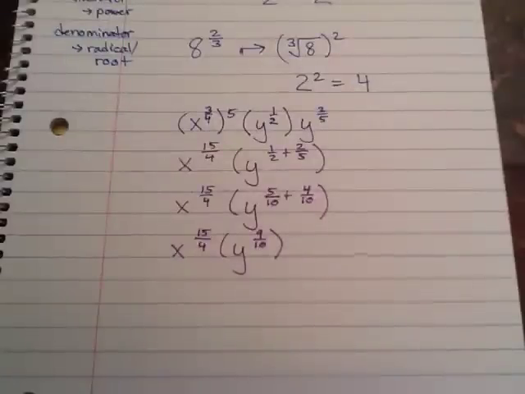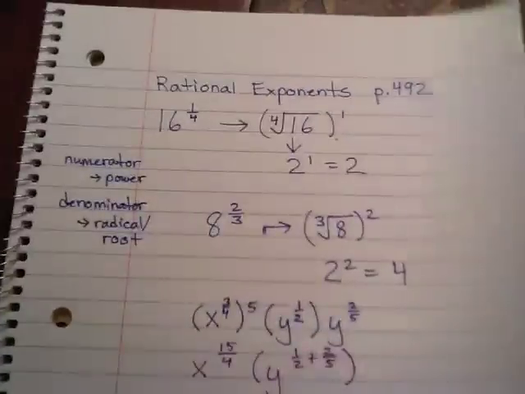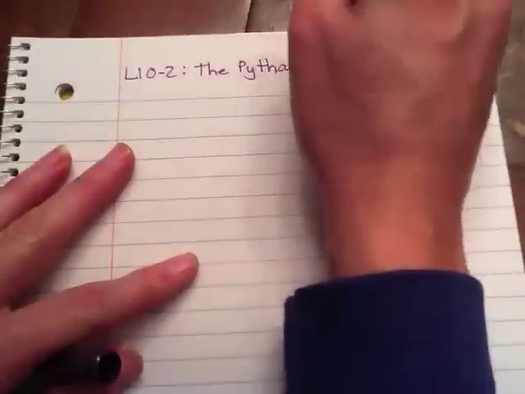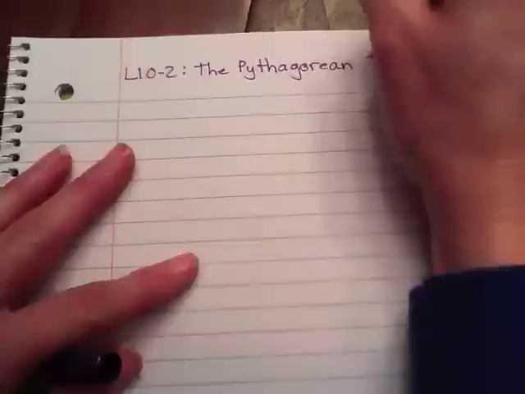So that's our little mini lesson. Now we're going to move on to lesson 10.2, which is the Pythagorean theorem. Okay, this is lesson 10.2. The Pythagorean, which is always a fun one to spell, theorem.